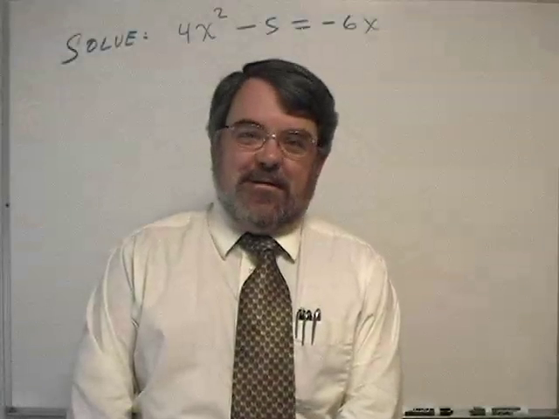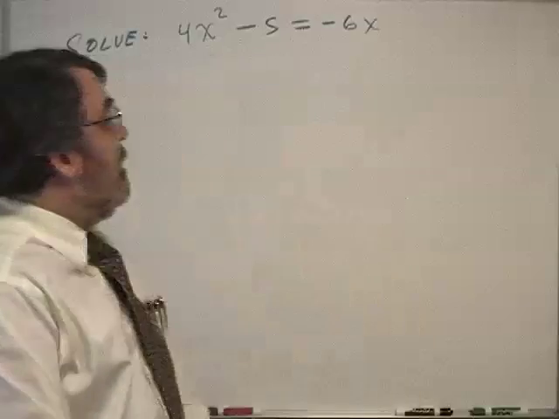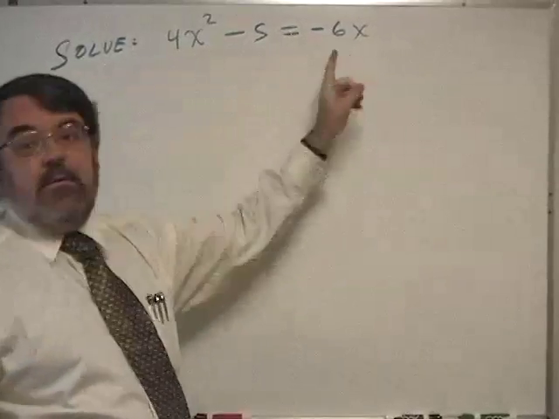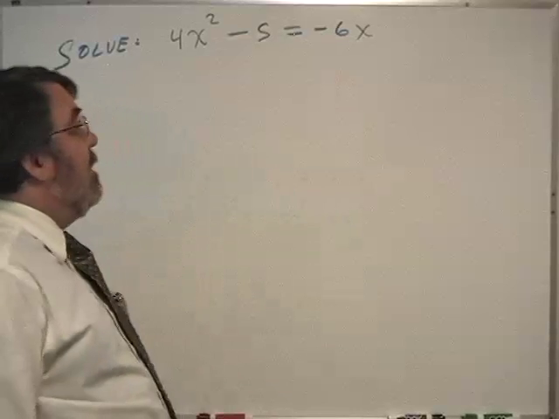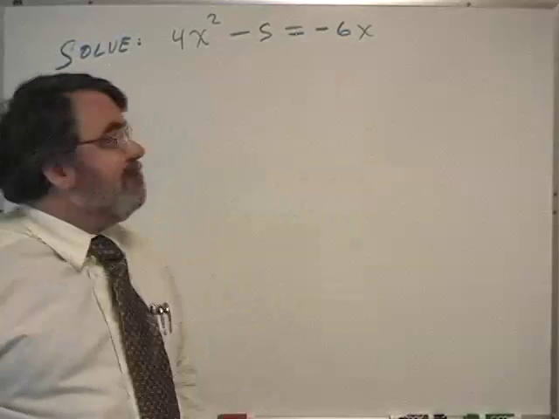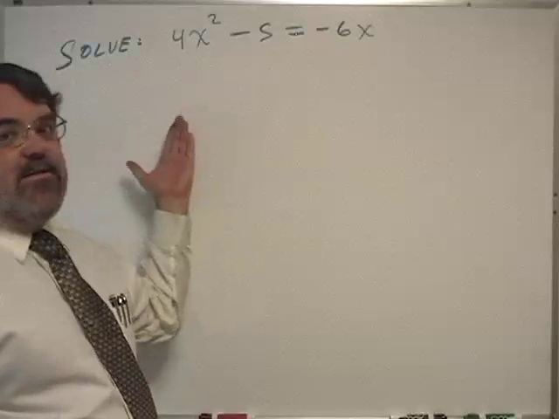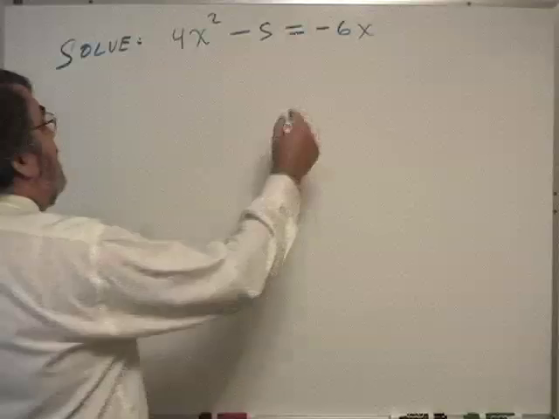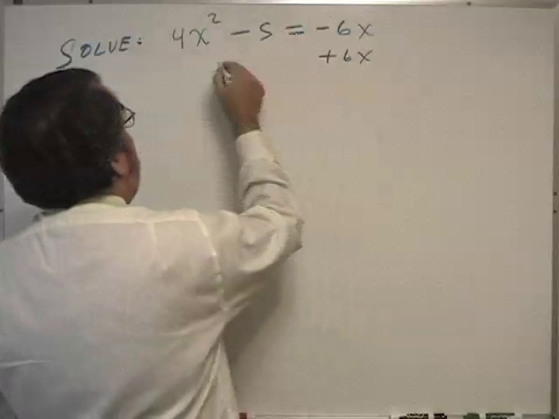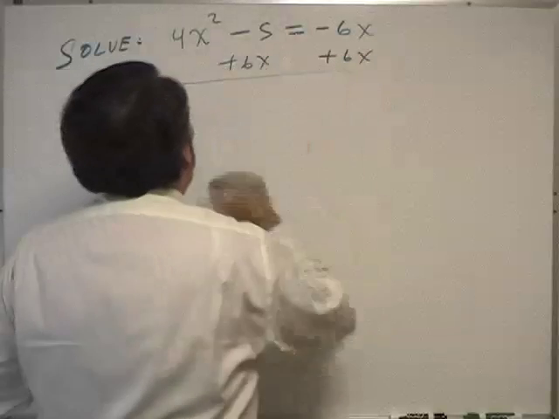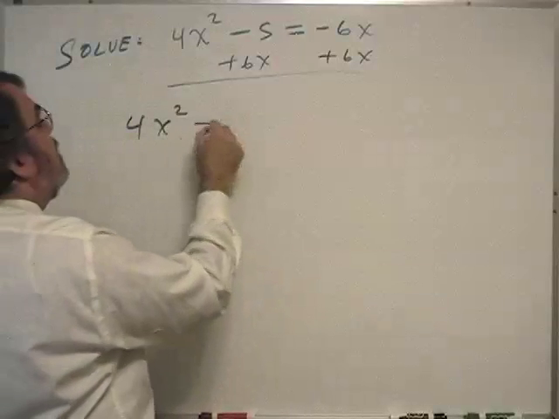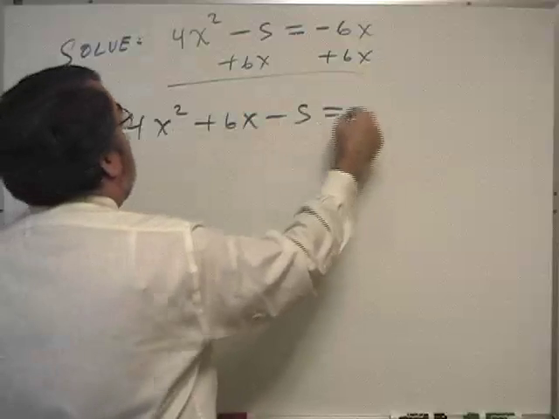Well, let's go ahead and solve this quadratic equation. 4x squared minus 5 equals negative 6x. And what's the first thing we look for? We need to rewrite this in descending powers and have it equal to 0. So I'm going to add 6x to both sides, and we end up with 4x squared plus 6x minus 5 equals 0.